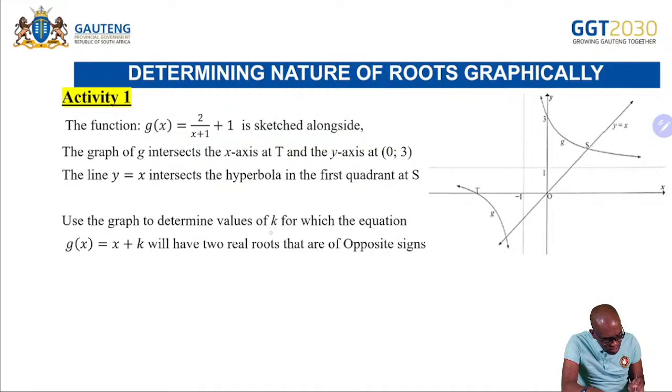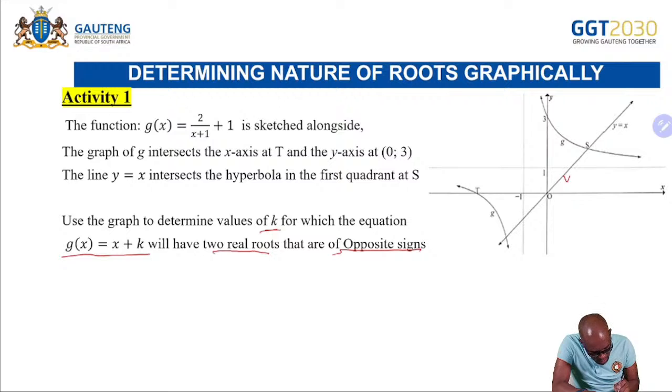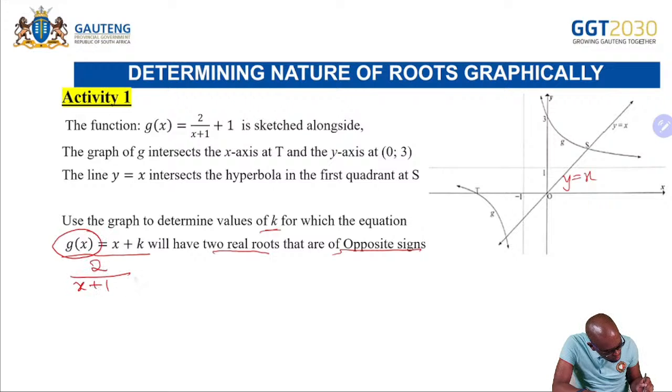Use the graph to determine the values of k for which g of x equals x plus k will have two real roots that are opposite signs. So opposite signs means one positive, one negative. Now, if you check, this is a line y equals x. What they did was, this is g of x. G of x is 2 over x plus 1, plus 1. This is equal to x plus k.